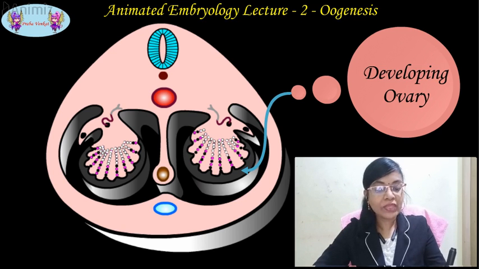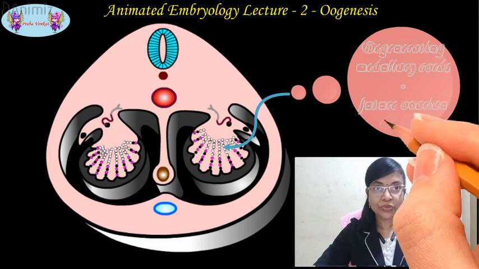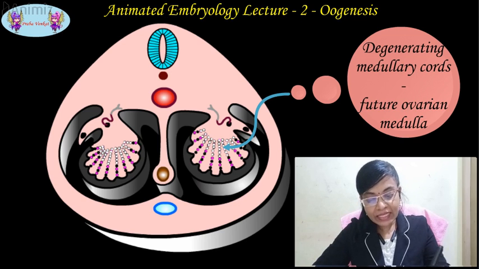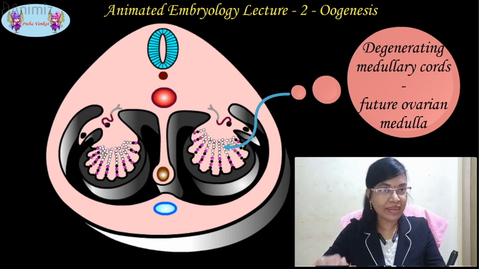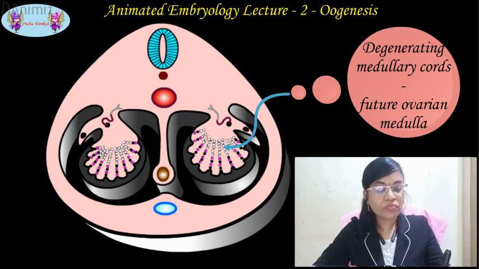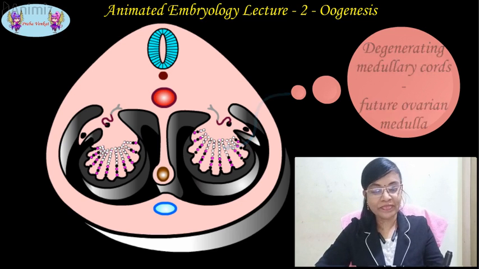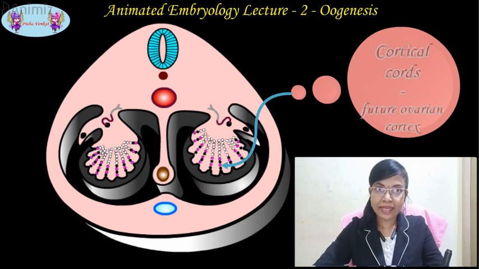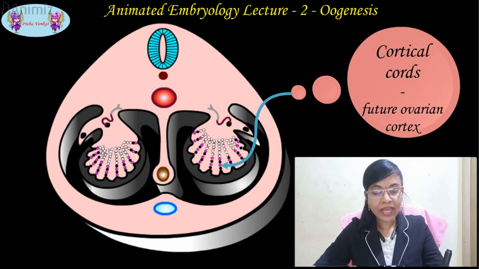In the developing ovary, you can very well appreciate the degenerating primitive sex cords in the medulla, that is the medullary cords. This will form the future ovarian medulla. Also, these degenerating medullary cords will establish the difference between the male and female embryonic gonads by the 7th week of intrauterine life. In the gonads of the male, the medullary cords are retained. Also, in the picture, close to the cortex, you can see newly forming cortical cords by proliferation of surface epithelium along with the primordial germ cells. And this will establish the future ovarian cortex.